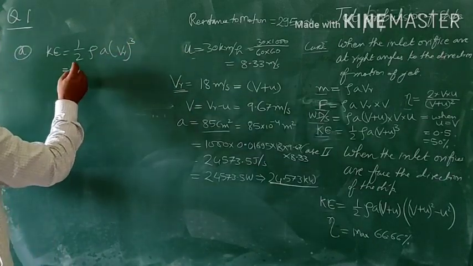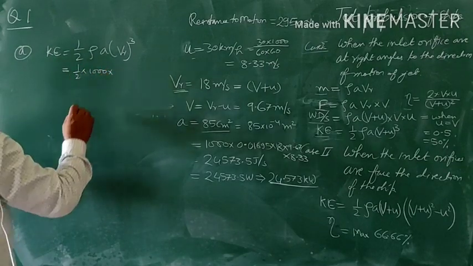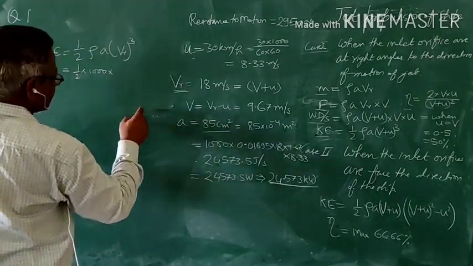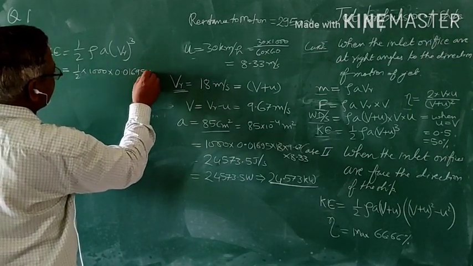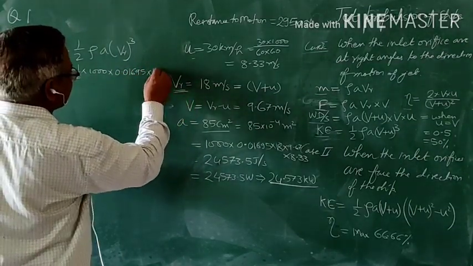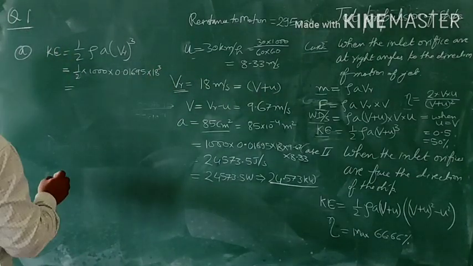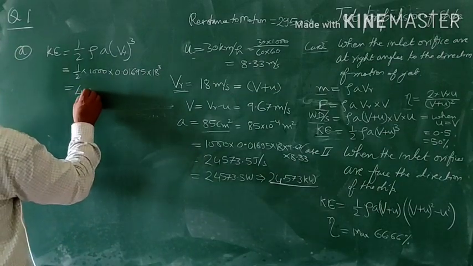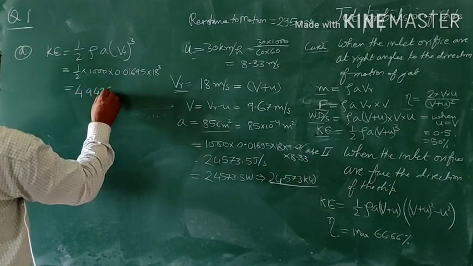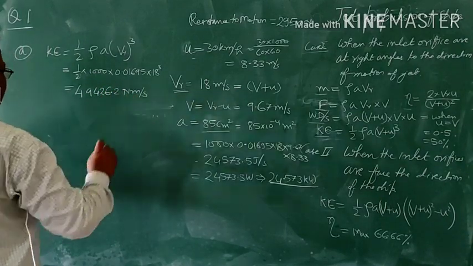So we will substitute the value 1 by 2 into 1000 into the area, which is 0.01695, multiplied by VR, which is 18 cube. So the kinetic energy supplied in case 1 is 49426.2 Newton meter per second.